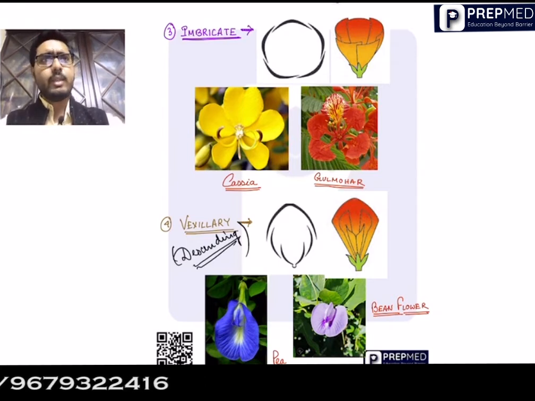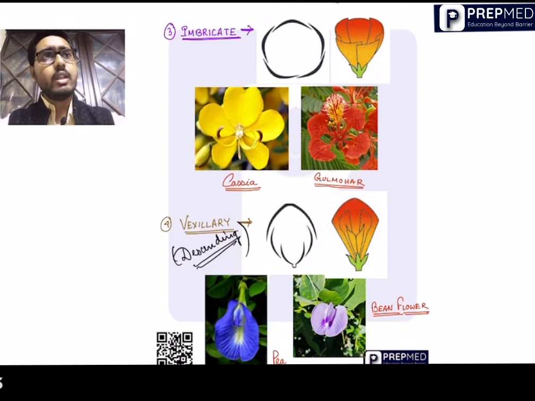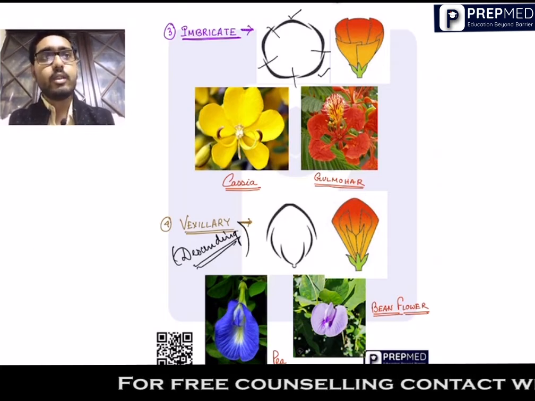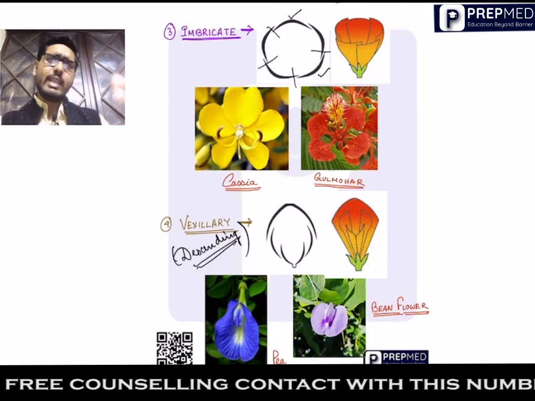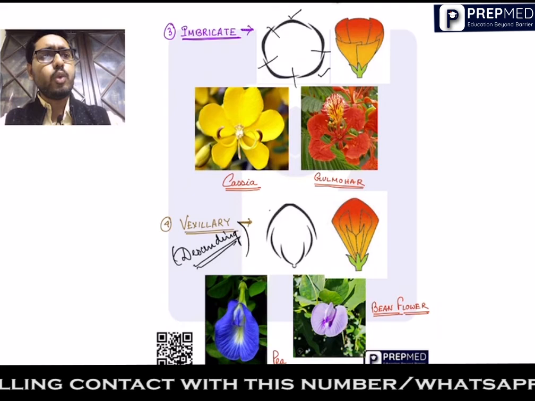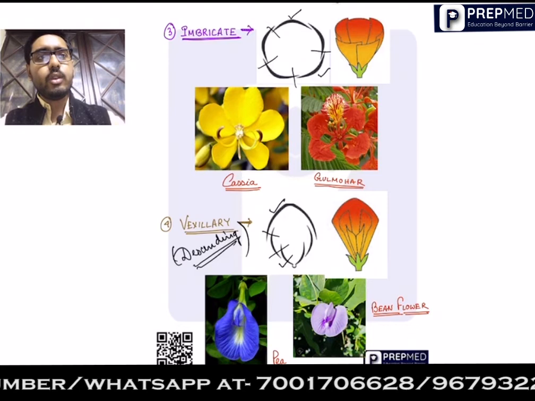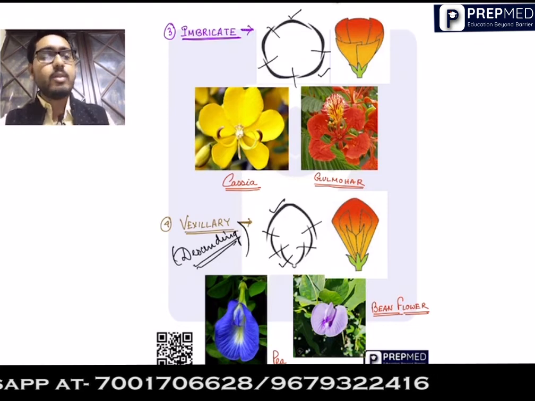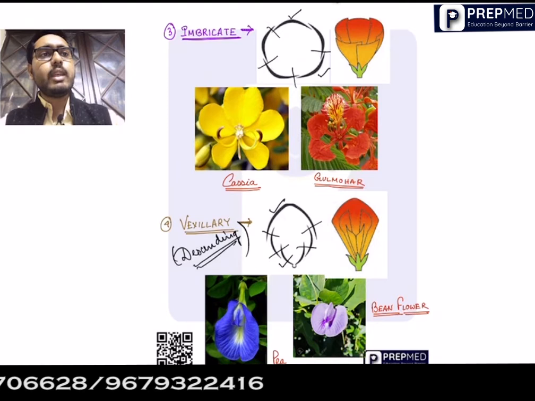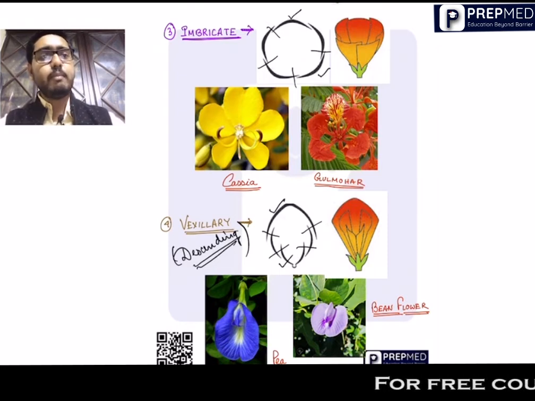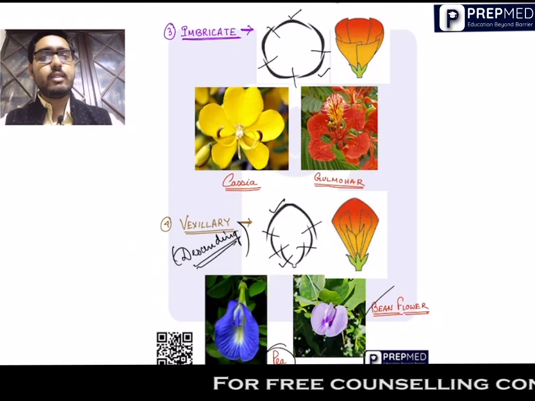So how will you remember imbricate estivation? In imbricate estivation, there is one unit which is completely in, one unit which is completely out, and the others are in and out, in and out. Isn't it the same thing which you notice in vexillary also, that one is completely out, one is completely in, and the other is in and out, in and out. So the examples of imbricate are cassia and gulmohar, and for vexillary the examples are pea and beans.